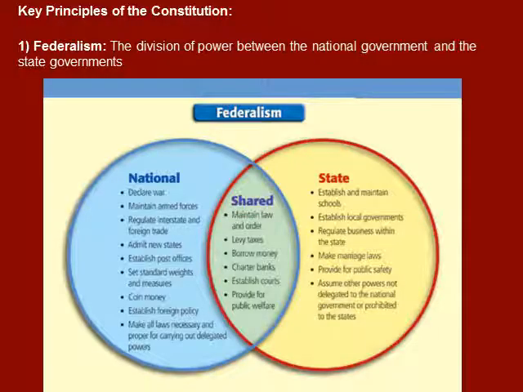The first of these concepts is federalism. Federalism is the division of power between the national government and the state governments. Under a federal system, you have a national government which has specific powers and a state government which has specific powers, and then also both governments have powers that they share, or these are what are called concurrent powers. So this is a really important concept, and it's part of the separation of powers of the United States.